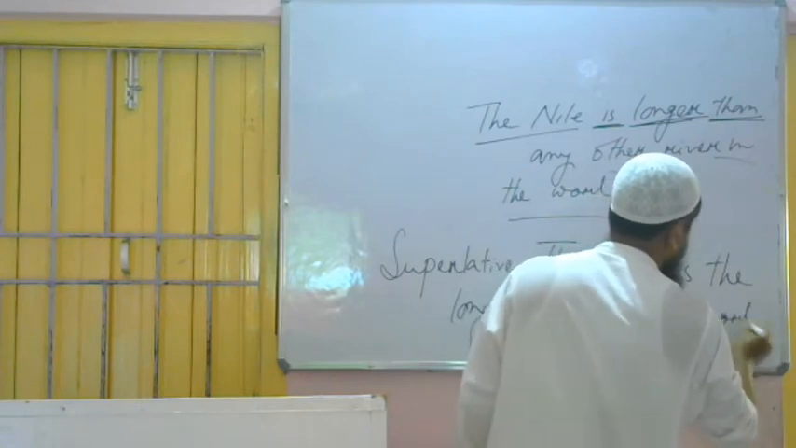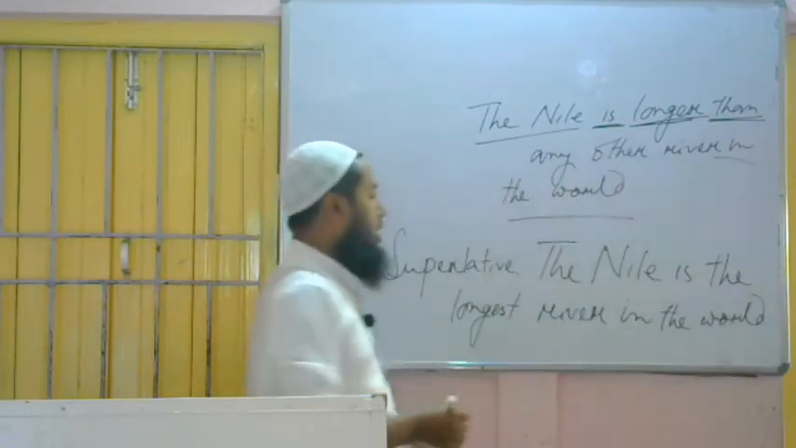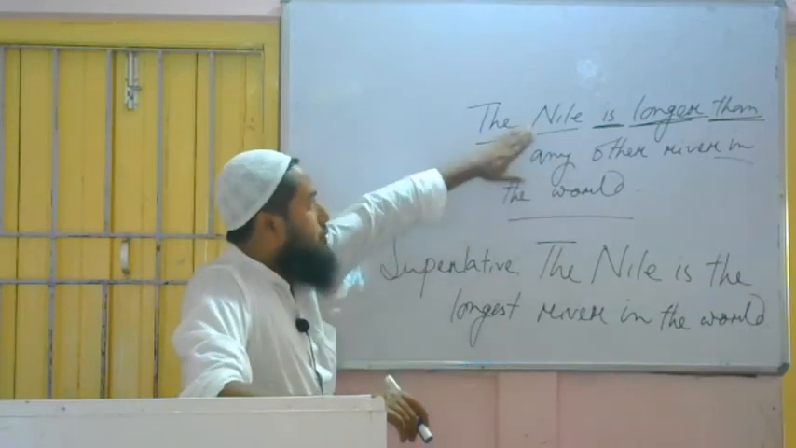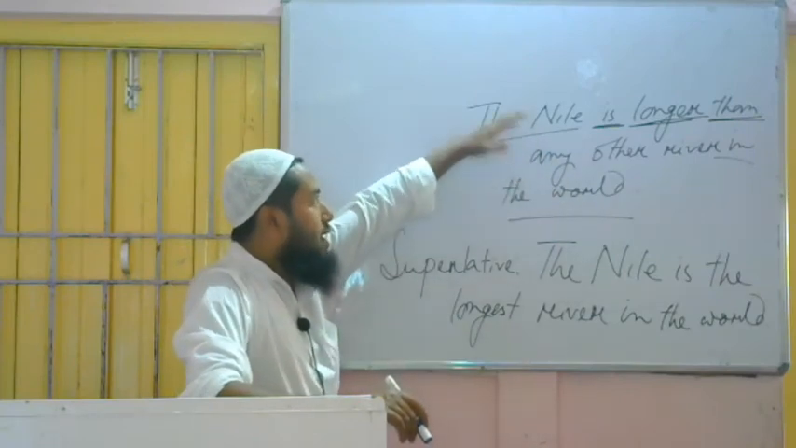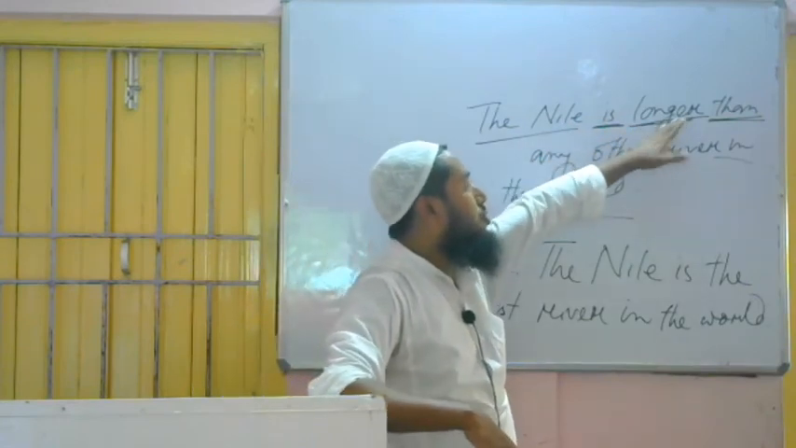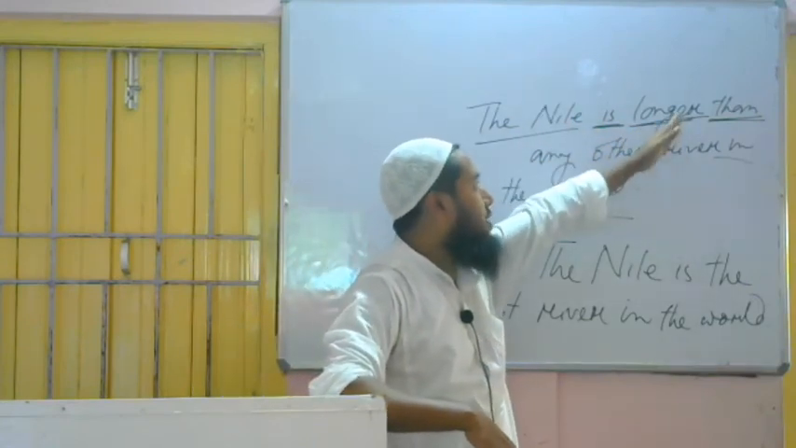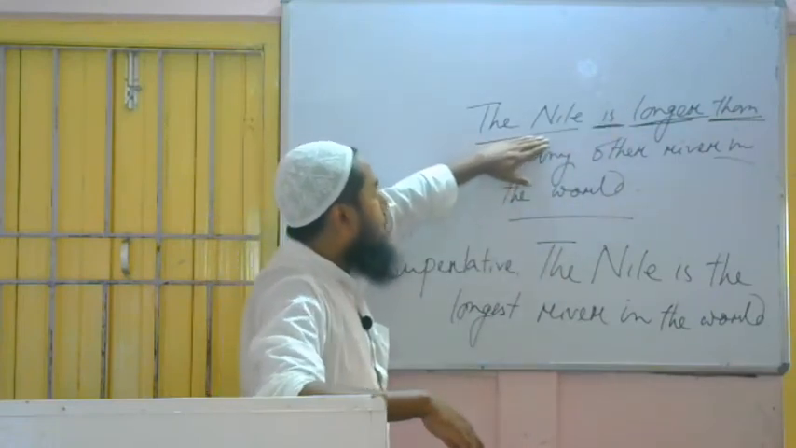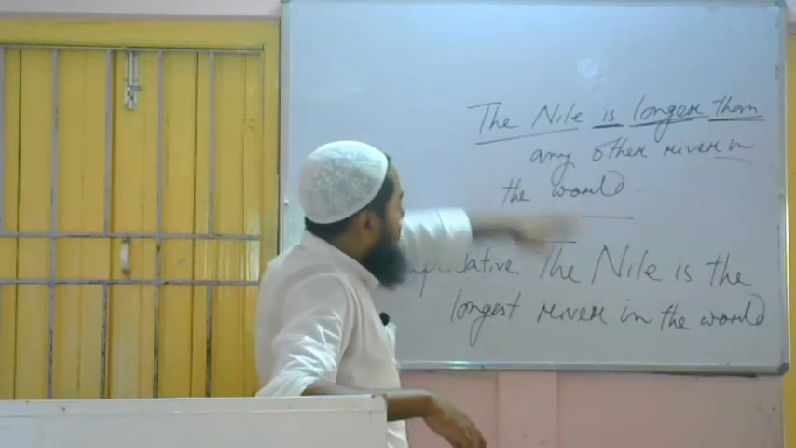Simple. Finished. The Nile is the longest river in the world. Very simple. First of all, we have to identify a sentence of comparative degree. Then when we get the comparative form of the adjective, we have to think about the superlative form of that. Then we have to start. How to write? We have to write about the subject, about what we are asked. We have to write that one first.